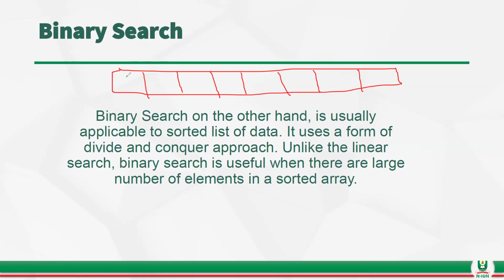So if I have 4, 9, 12, 24, 32, 50, 71, 94 in a data set, and somebody tells me, go and look for 9. I'm looking for 9. So what will binary do?